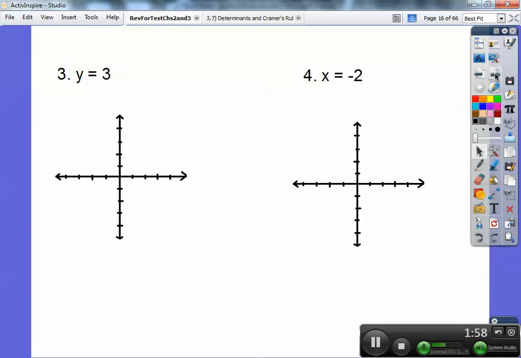All right, and then when you have these, just recognize one is vertical, one is horizontal, you guys. So the vertical one is the x one, and the horizontal one is the y one. Okay? All right, what else do I have for you?